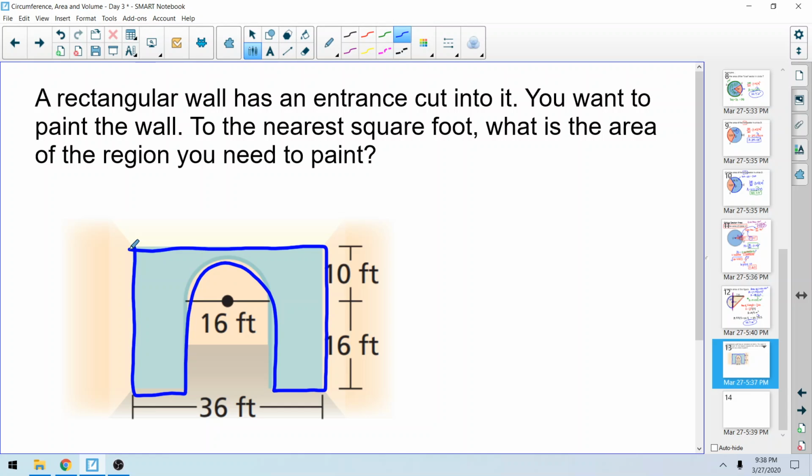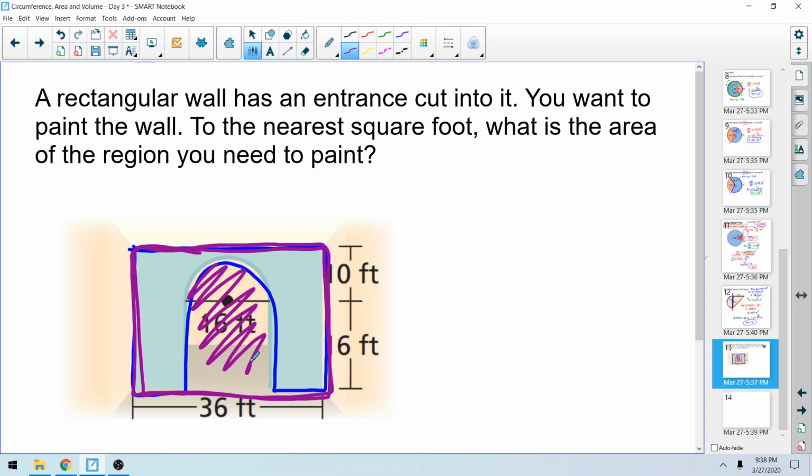Okay. So this is what I'm seeing. I'm seeing, first of all, a rectangle. So look at your whole rectangle. And I'm thinking, oh, I could probably paint that whole rectangle. Or start with the whole rectangle and then maybe cut some out. So I could probably find the whole thing and then get rid of the door, because you don't want to paint the door because there's no wall there. Okay, so I'm going to start with this whole rectangle that I have outlined in purple.